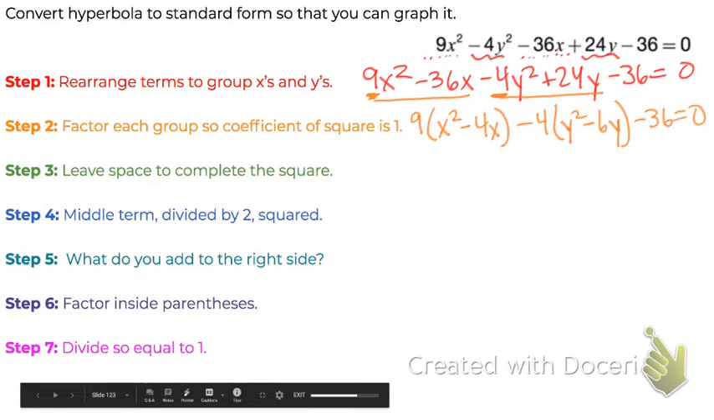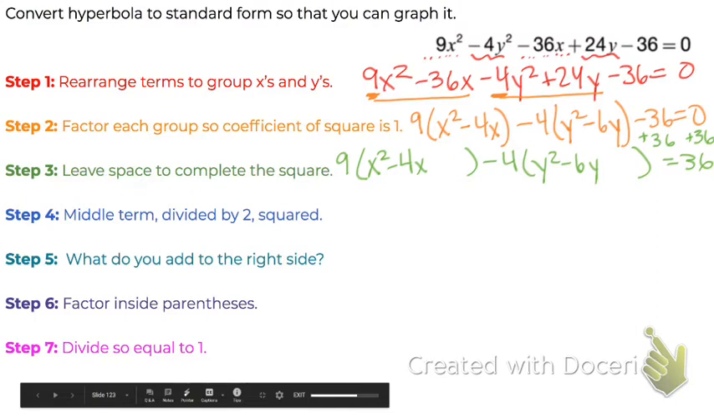On the next step, I'm actually going to do two things. I'm going to move that 36 to the other side. So I'm going to add 36 to both sides. But I'm also just going to rewrite this and leave some space inside the parentheses so I can complete the square. So I'm going to leave a little space there. Leave a little space there. And then 36 now is on the right side of the equation.